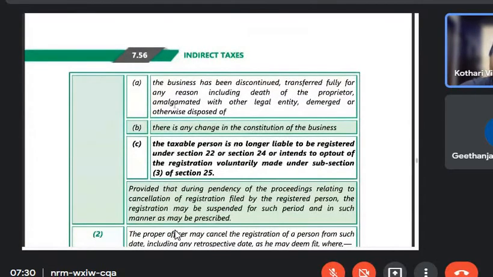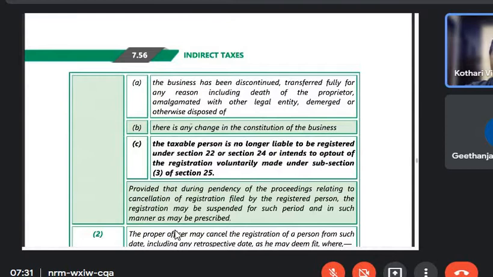The business has been discontinued or transferred fully. So when will a person apply for cancellation? A person has started the business, he has discontinued the business, then in that case he will apply for cancellation when he stops the business. Or it is transferred fully for any reason, including death of the proprietor, amalgamated with other legal entity, demerged or disposed of. So if the business is transferred to another person, then also cancellation of GST is a must.